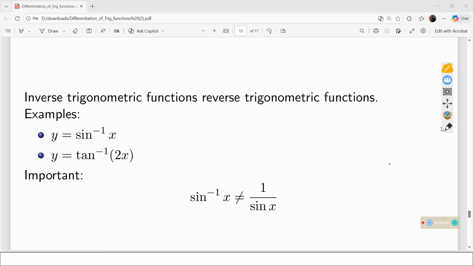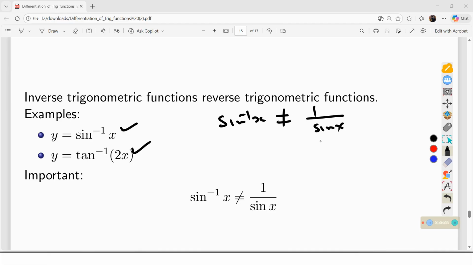So to start with, we need to look at how do you differentiate sine inverse of x, how do you differentiate tan inverse of maybe 2x. So basically, you need to know that when you are talking about sine inverse of x, this is not the same as 1 divided by sine of x. So someone would say, instead of differentiating this one here, let me differentiate 1 over sine of x. That one will be wrong. So we shall look at how we can differentiate that.